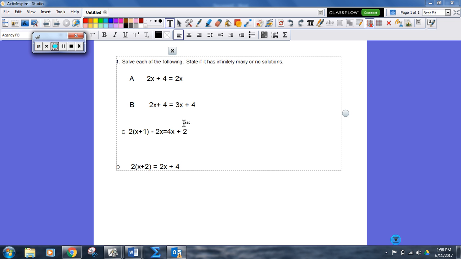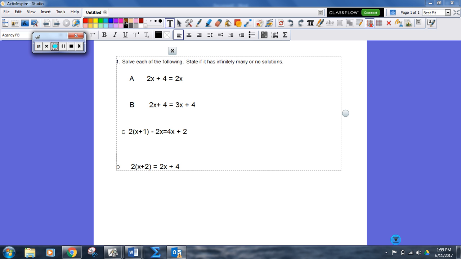Good morning. This is some extra review for you to help you prepare for your final exam, which will take place on Thursday and Friday. So question number 1, you should have completed. Solve each of the following. State if it has infinitely many or no solutions.